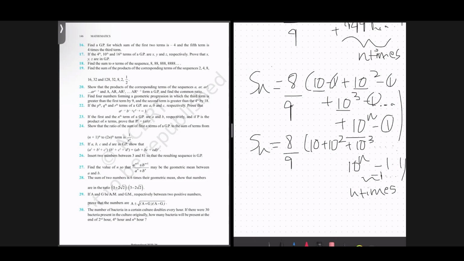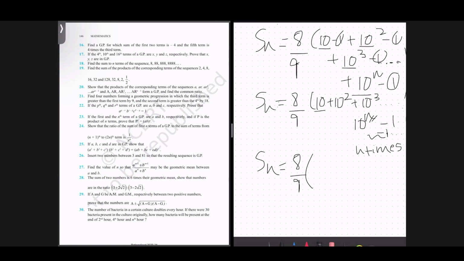a into r raised to the power n minus 1 upon r minus 1. Right. So in this particular GP, I have the first term as 10. The common ratio is also 10, and I have n terms. Right. So Sn now becomes 8 upon 9. I'm just going to convert the summation of the GP into the formula that I just told you. And now Sn would become 10 into 10 raised to the power n minus 1 upon 10 minus 1. And on the other side, I will subtract 1 for n times.